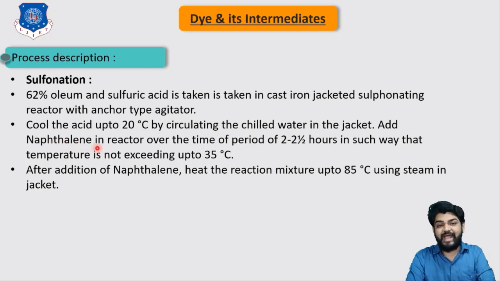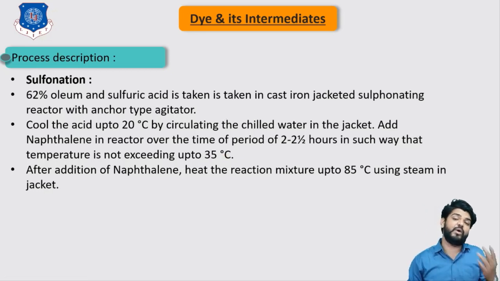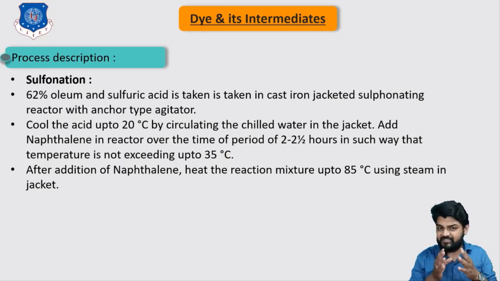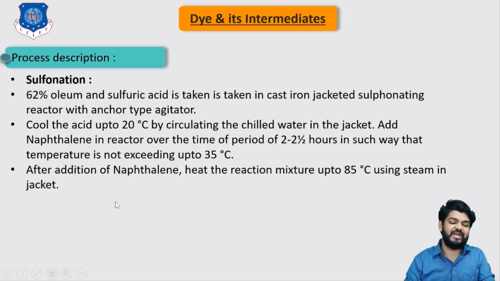And then we have to add our naphthalene slowly, over a period of 2 to 2.5 hours. We have to add this naphthalene in such a way that the temperature does not exceed 35 degrees Celsius. This whole exercise we have understood in the previous video of the H acid, right? Then after addition of the naphthalene, we have to heat our reaction mass to 85 degrees Celsius with continuous stirring by using steam, right? So this was all about the sulfonation reaction.